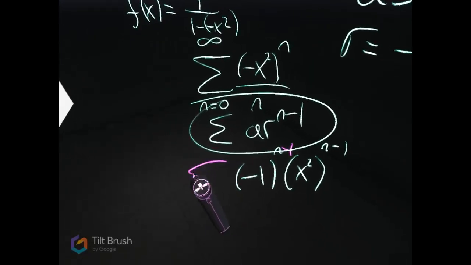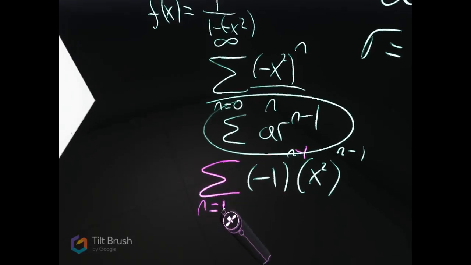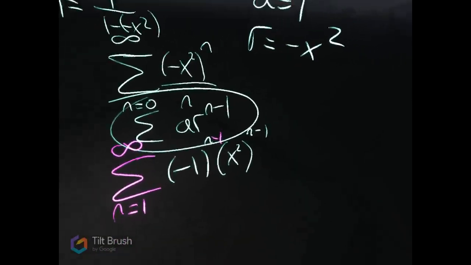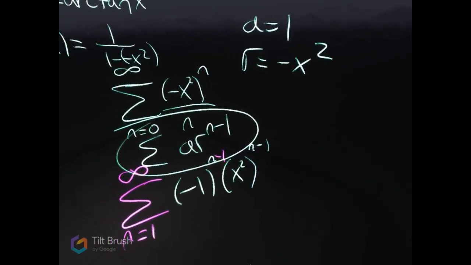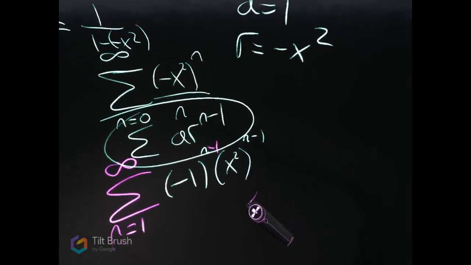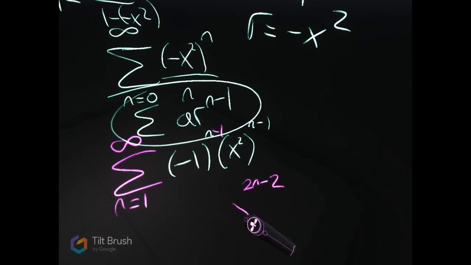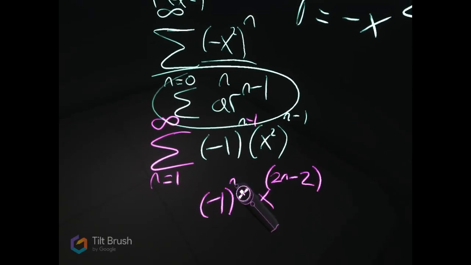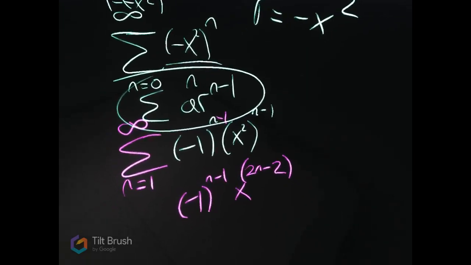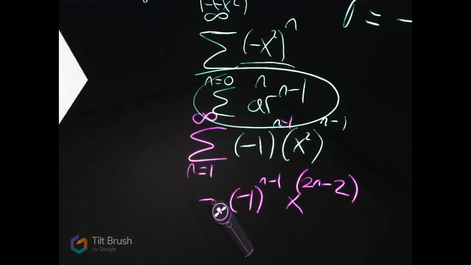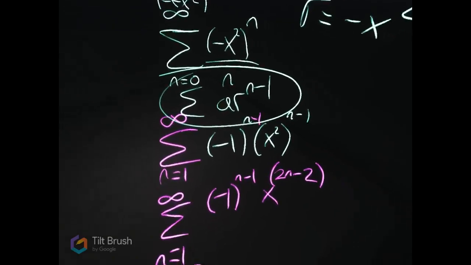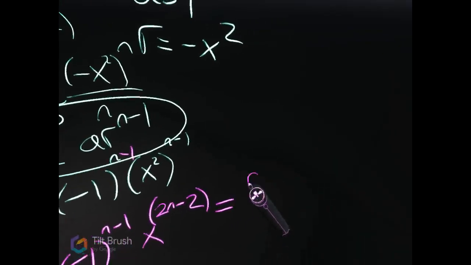n equals 1 to infinity. Okay, now there's something else that needs to be done. Well, I have a 2n. I bring this guy out, right? So I have a 2n minus 2, right? But there should be something on the bottom. No, that's it. What is that equal to? Oh, I see. Now I remember what to do.